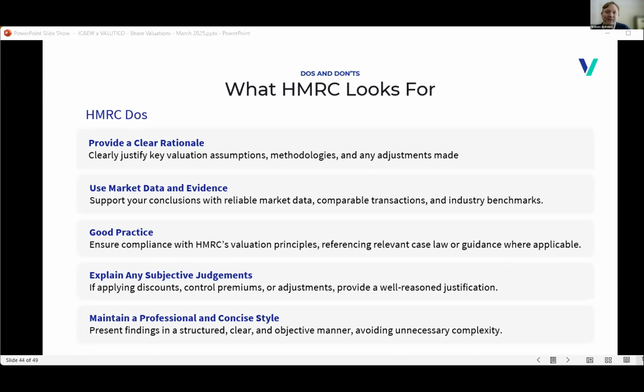Do follow good practice, so do ensure compliance with established valuation principles such as IVS, and referencing relevant case law or guidance if applicable. Do explain subjective judgments. So if applying discounts, control premiums, or other adjustments, definitely do provide a well-reasoned justification for them. And finally, maintain a professional style. So presenting findings in a structured, clear, and objective manner.